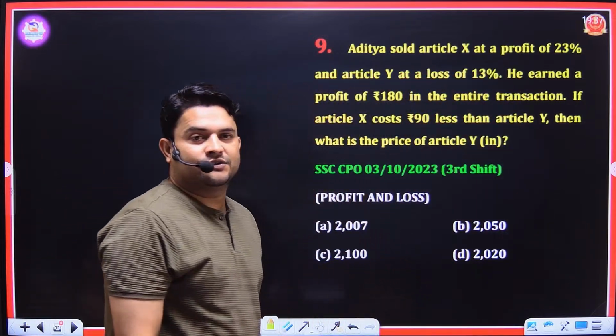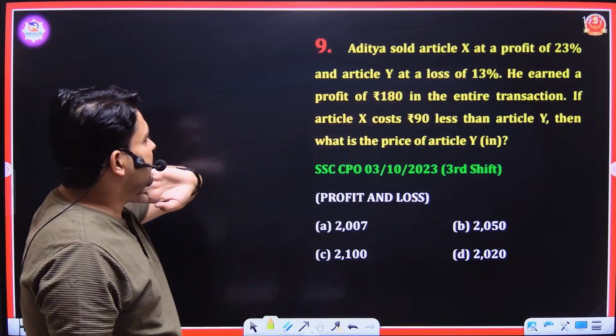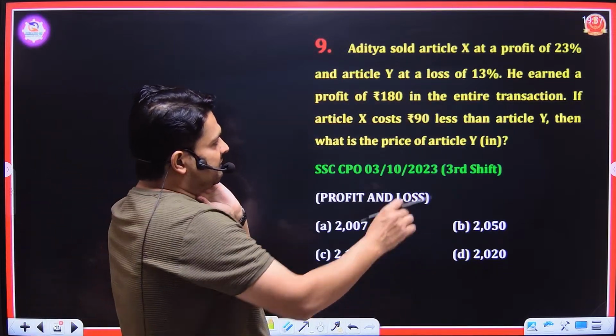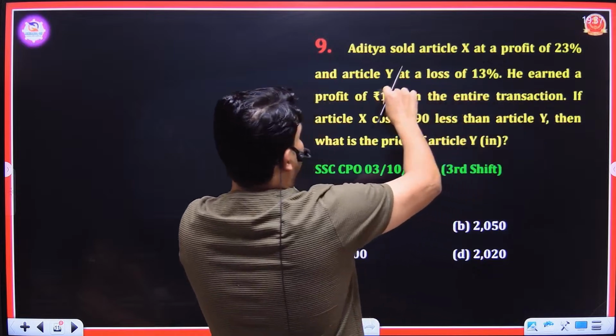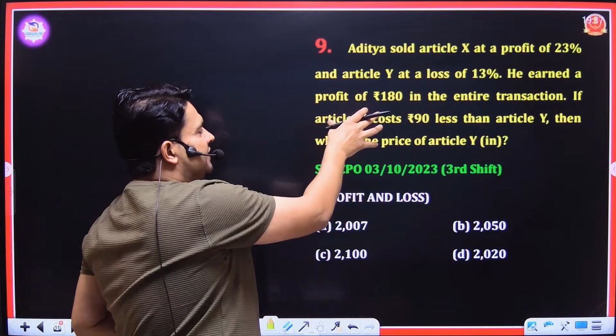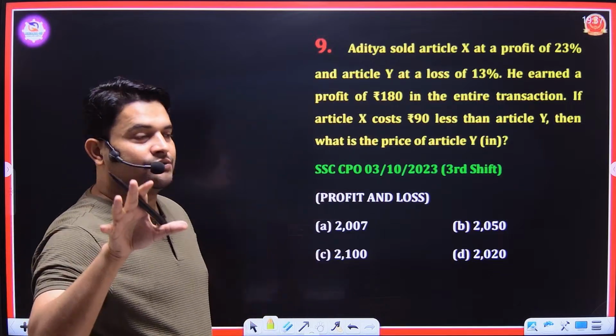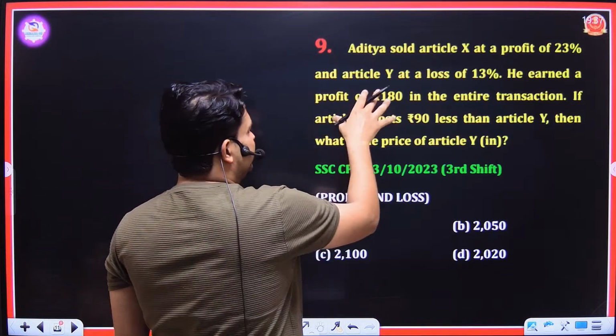Next, Aditya sold article X, at a profit of 23% and article Y at a loss of 13%, and he earned a total profit of 180. Don't feel nostalgic when I say X. If this profit is given in percentage, then I can use the allegation method, but here it is in rupees.